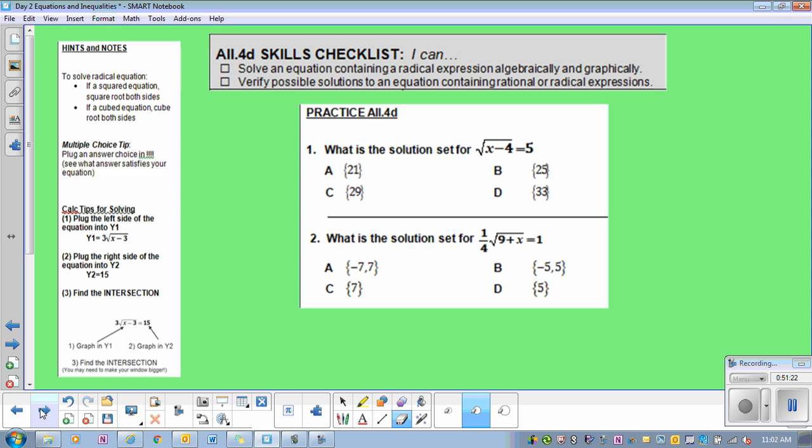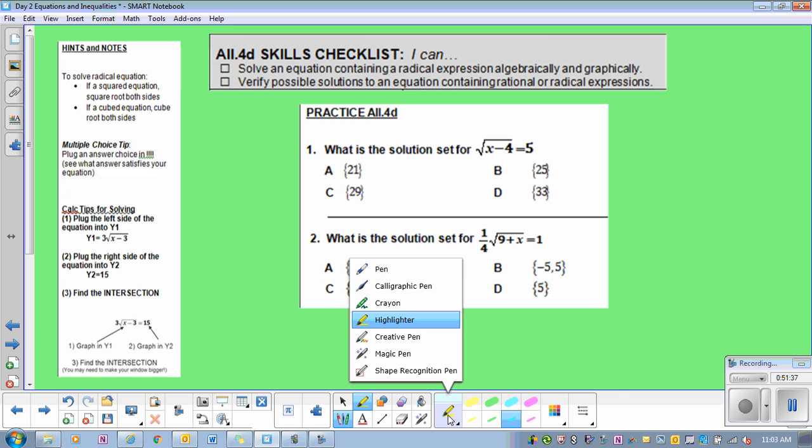Alright, so what is the solution set? Alright, so we have radicals. We could actually solve these out, right? Or you could do the same thing. Use the store function, right? Okay, but for this, let's practice this.